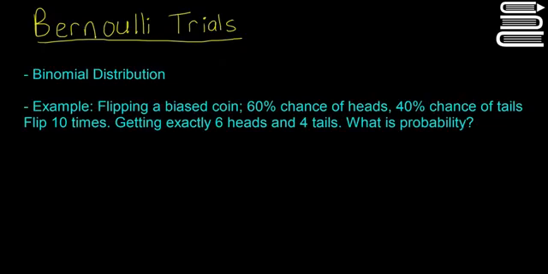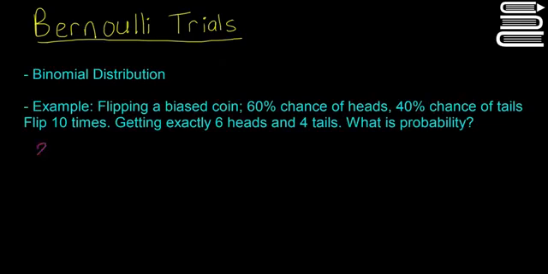So the example I chose is, imagine you're flipping a biased coin. There's a 60% chance of you getting a heads and 40% chance of a tails. So biased coin just means it's not 50-50. So 60-40. You're flipping it 10 times and you're trying to find out the probability of getting exactly 6 heads and 4 tails. So what's the probability?